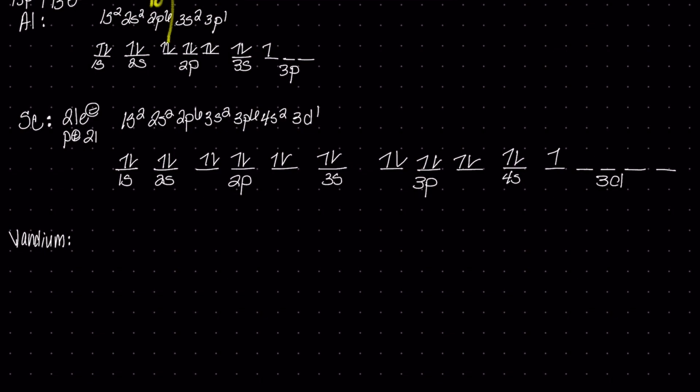All we're doing is following our Aufbau tree to get all the things we need. Vanadium has 23 electrons, because it's number 23. That brings us to 1s2, 2s2, 2p6. I'm getting ahead of myself here. 3s2, 3p6, 4s2.